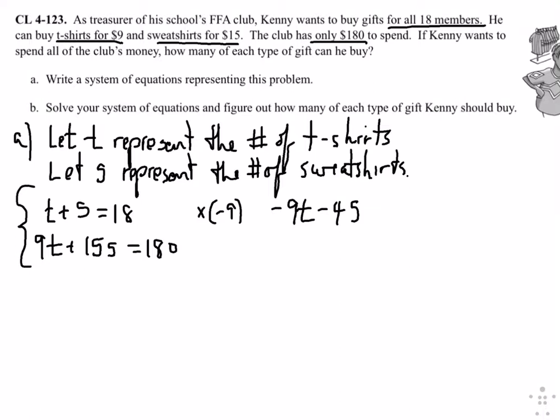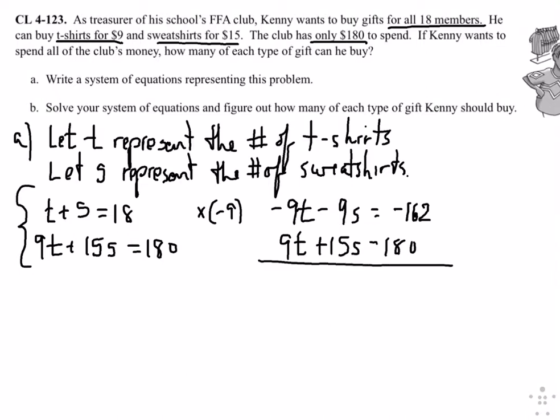minus 9s. That s looks like a 5. That's what's confusing me. So minus 9s equals 9 times 18 is 162, -162. Okay, and then the bottom equation stays the same, 9t plus 15s equals 180.